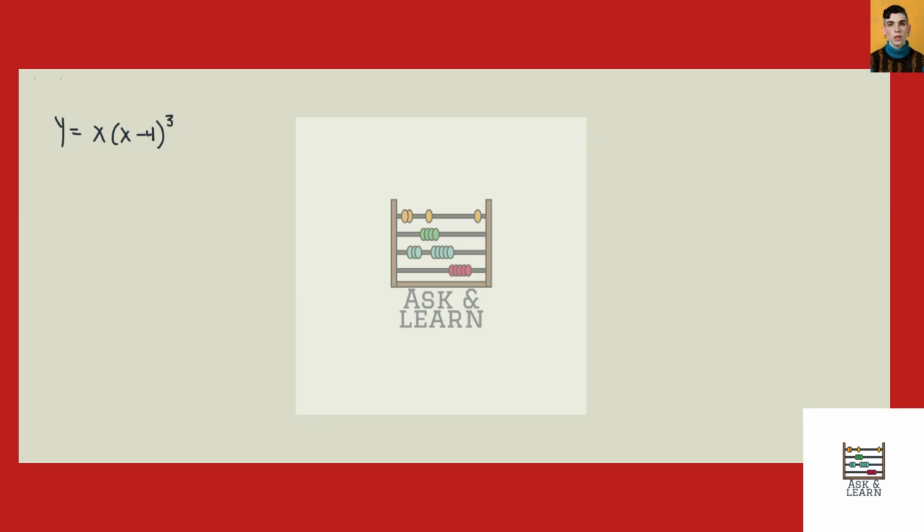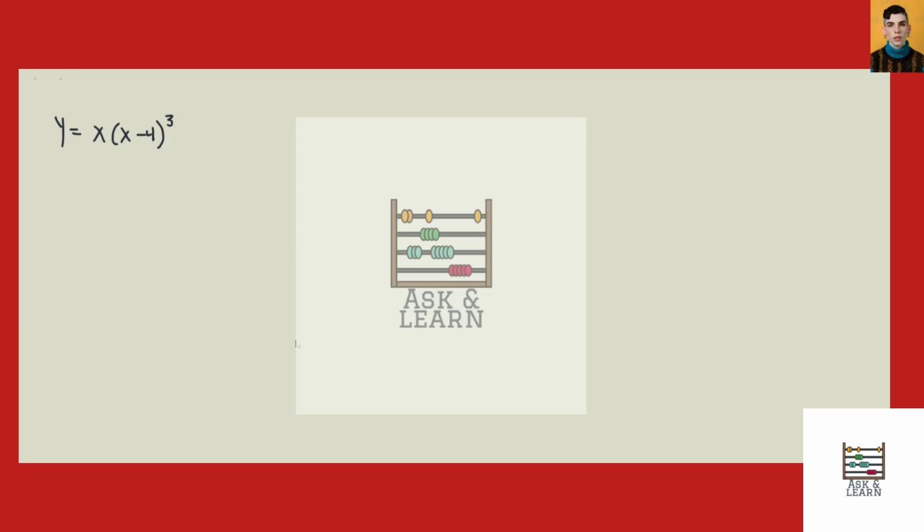We want to sketch the curve y is equal to x times (x minus 4) cubed. Now in this chapter, they give us a laundry list of steps we should follow in order to graph something. So let's just go ahead and follow them step by step.